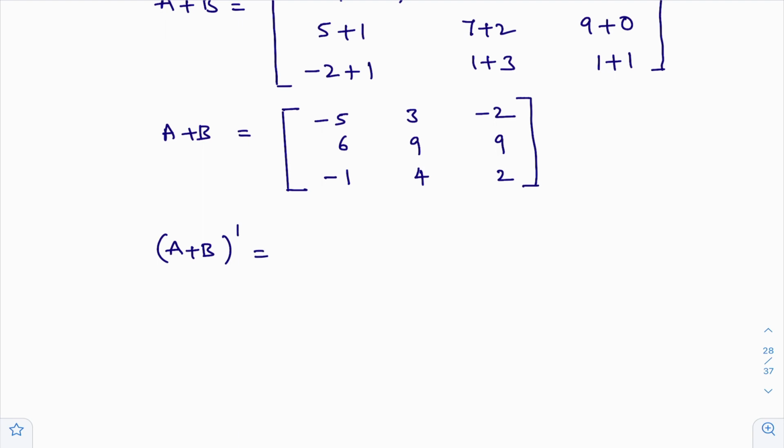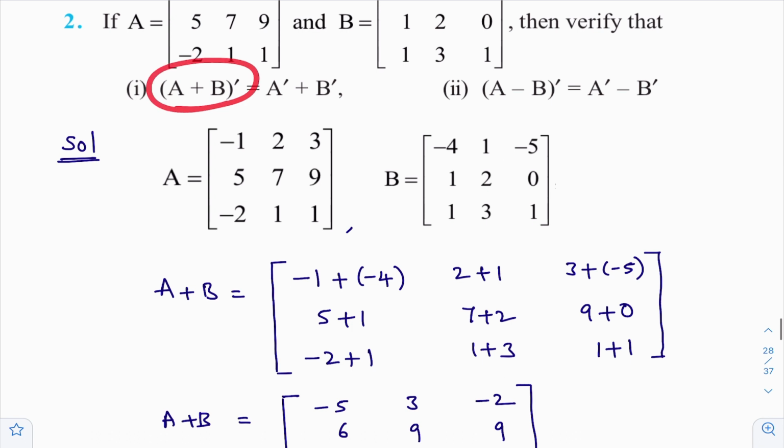How to write the transpose of this matrix? Very simple. You take the first row, write it as the first column: minus 5, 3, minus 2. You take the second row, write it as the second column: 6, 9, 9. You take the third row, write it as the third column: minus 1, 4, 2. Okay, so I just calculated (A plus B) dash.